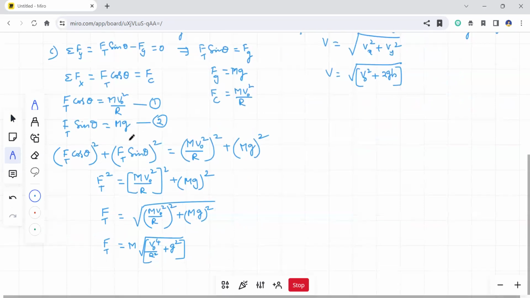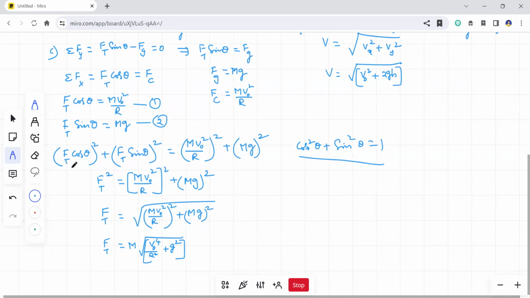So for that, what I do is I will square and add both equation 1 and 2, and then simplify. After simplification, I will get Ft is equal to m square root of v naught to the power of 4 by r square plus g square. Just to go through the simplification. Simple algebraic simplification, nothing beyond that. We know cos square theta plus sin square theta is equal to 1. Trigonometric identity that I took here.